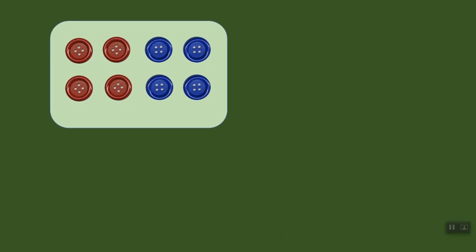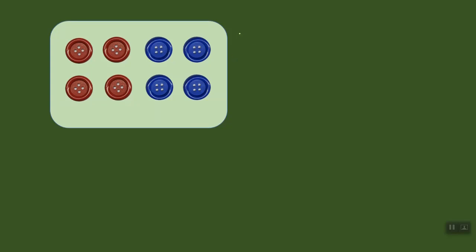Now you see this group, this set. Set is the same as group, yeah? The whole group contains 8 buttons. The buttons come in different colors. Please tell what fraction of the whole is the red button, and what fraction of the whole is the blue button. Can you answer?